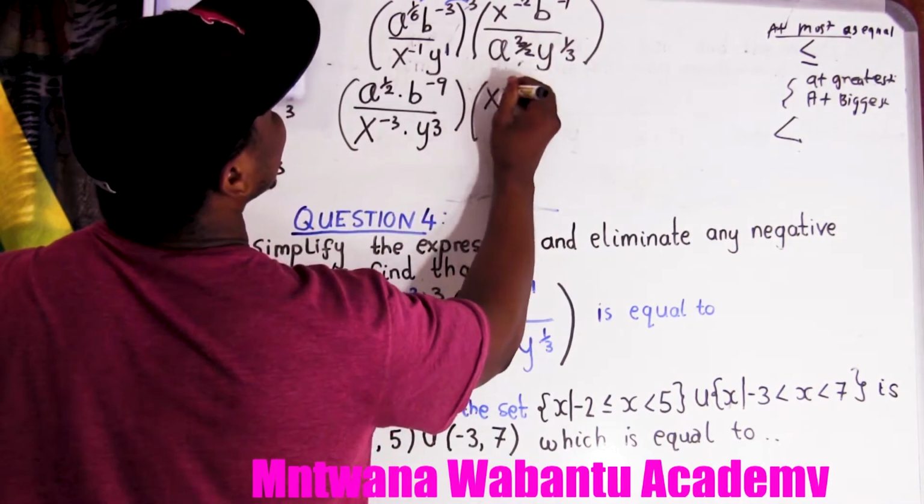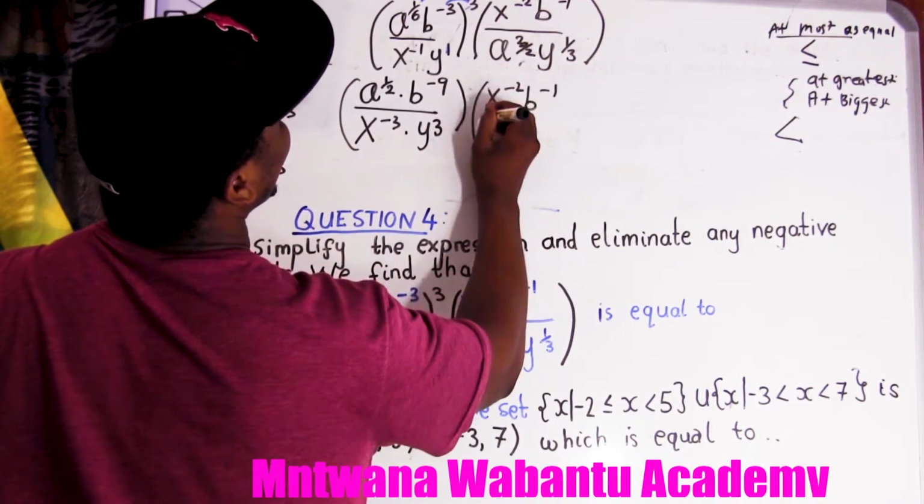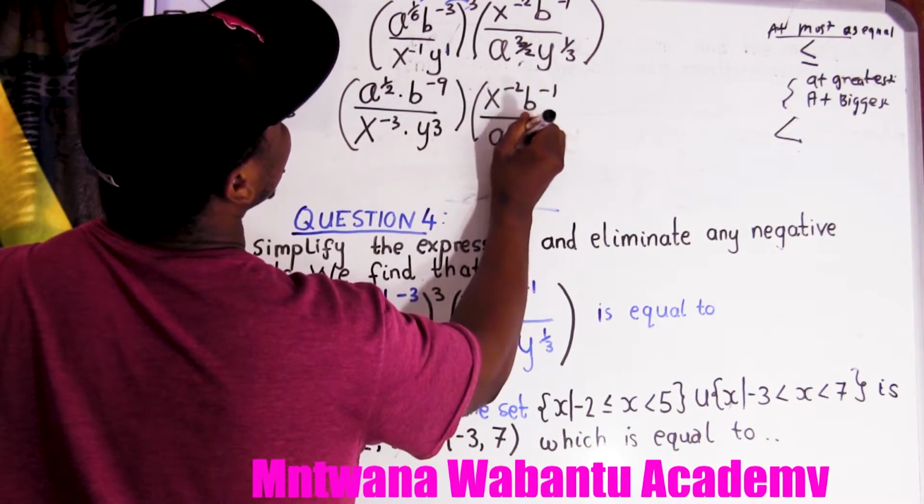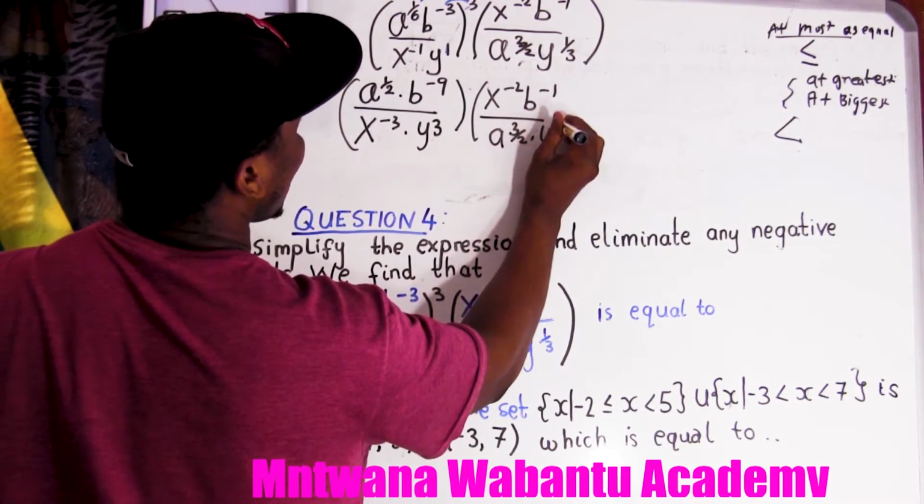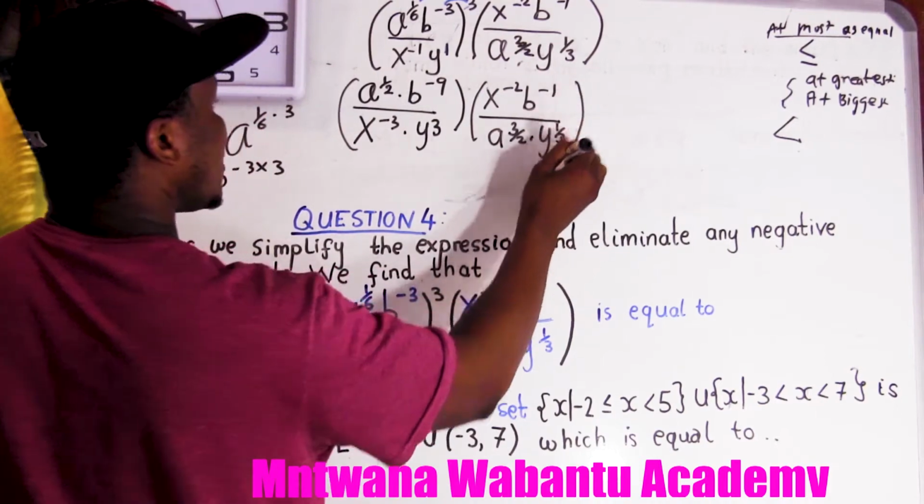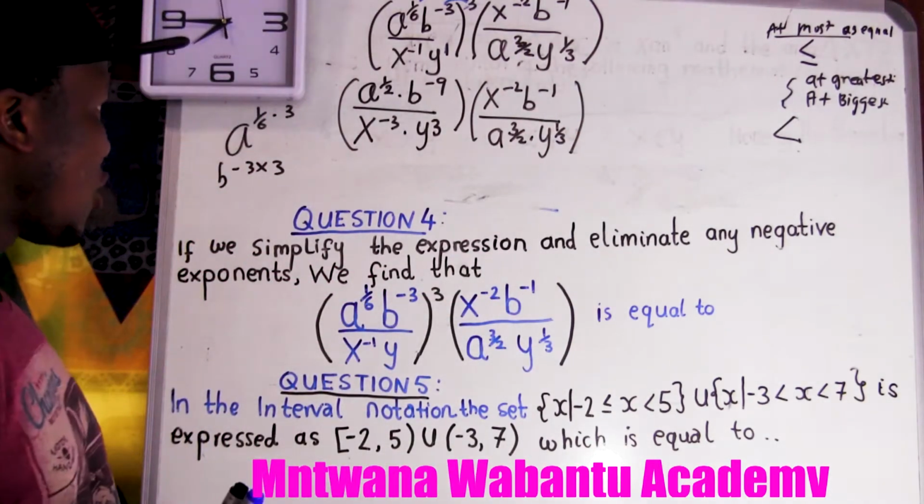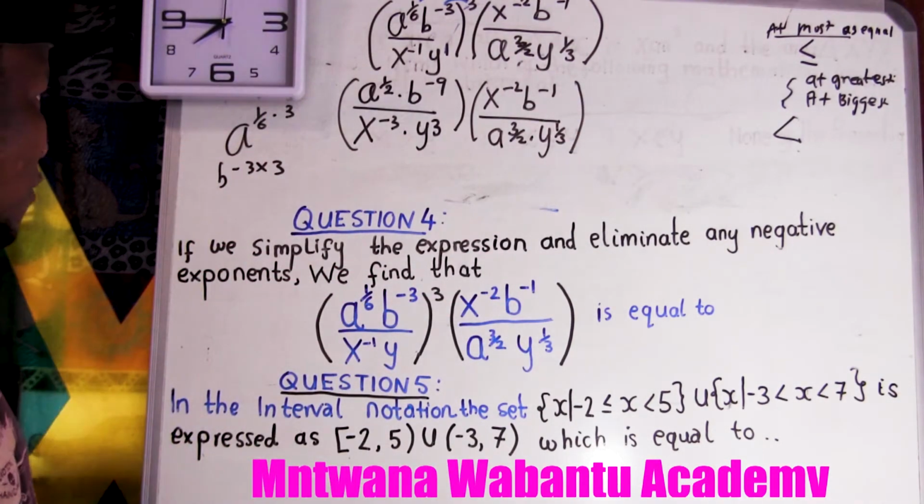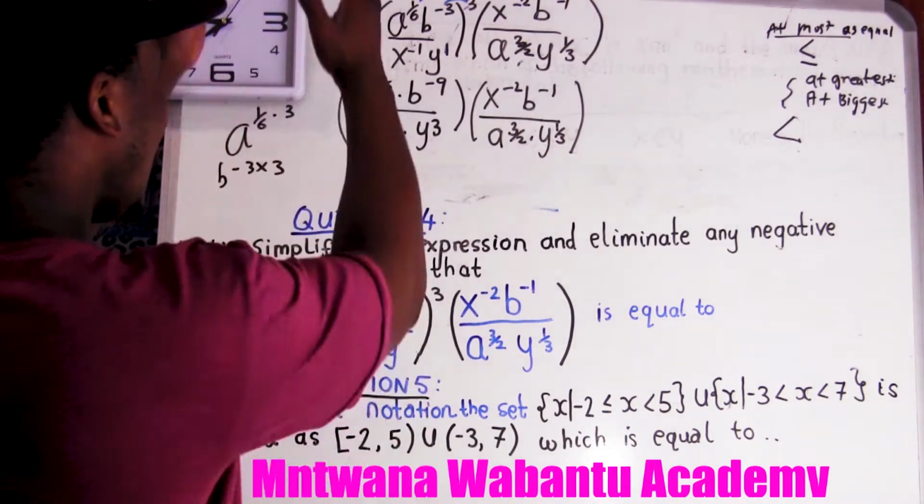So write it exactly. -2, B -1, and this is going to be A 3/2, and this is going to be Y 1/3. So now we go to the law of exponential. Okay, law of what? Exponential. So now what I'm going to do, I'm going to rearrange. I'll put them in a good order.